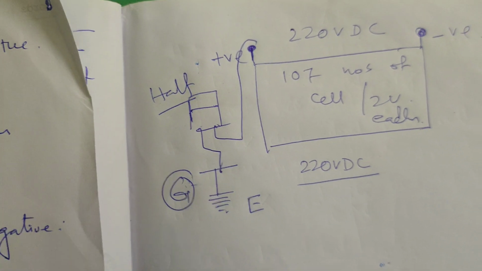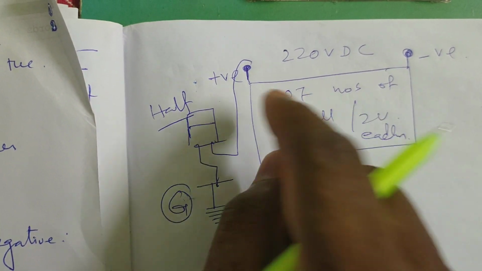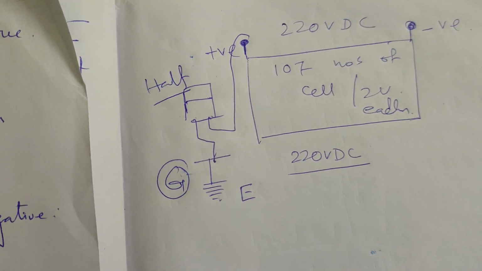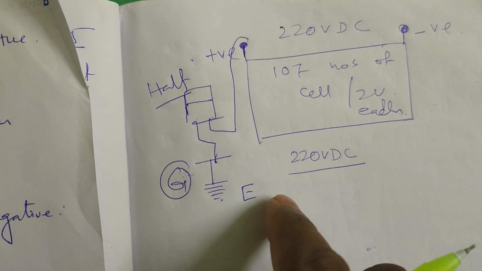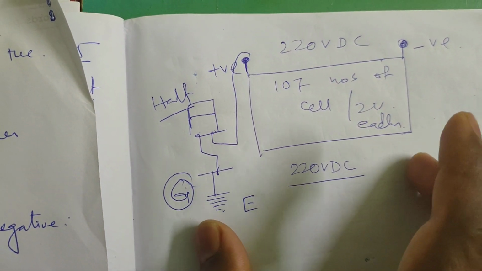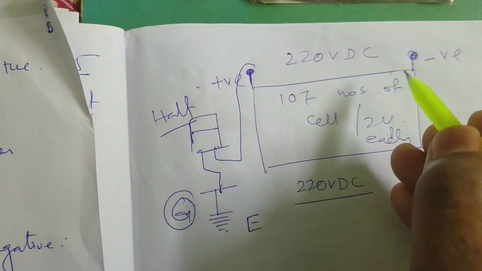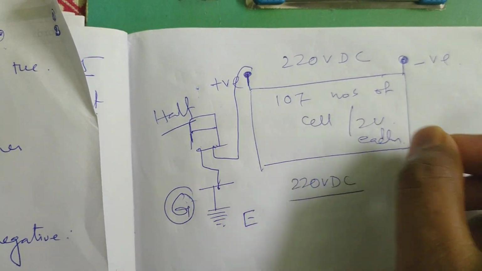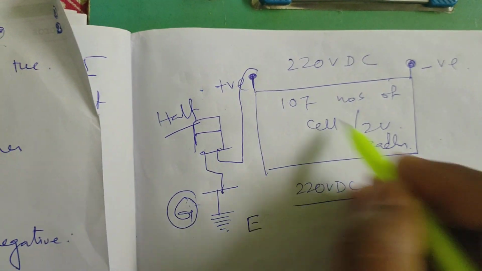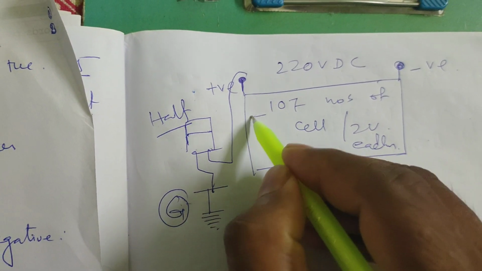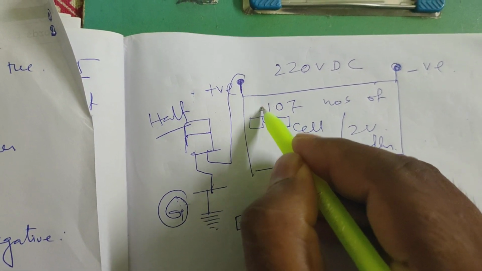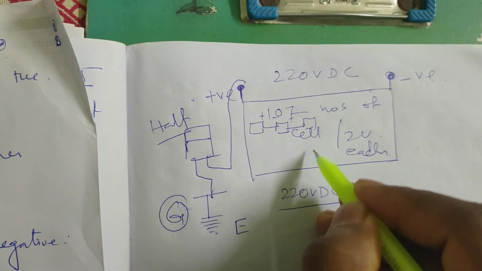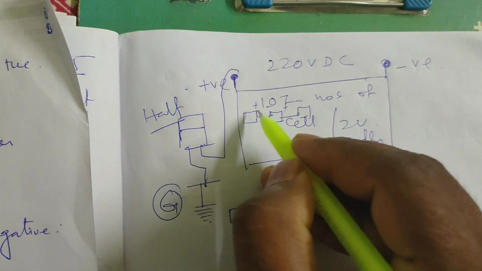Why? Because in DC systems, two terminals are present and nothing is grounded with the earth. So you will not get the full voltage, because in the DC battery the potential is divided into two terminals. So why is the potential divided into two terminals? In the battery, all the cells are connected in series, positive to negative, like this. The 107 cells are in series.